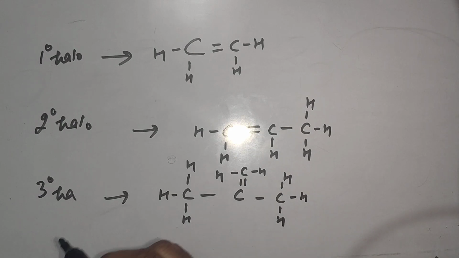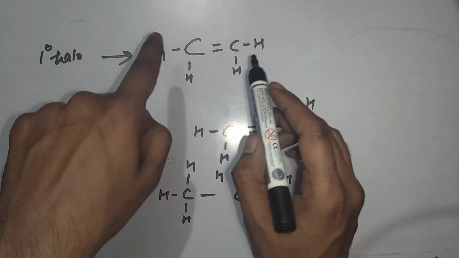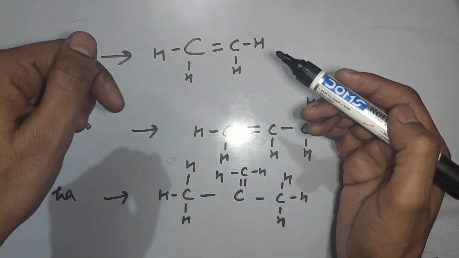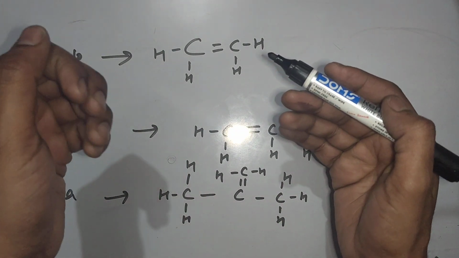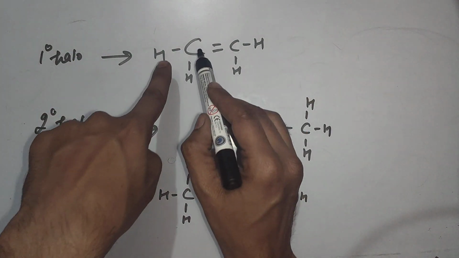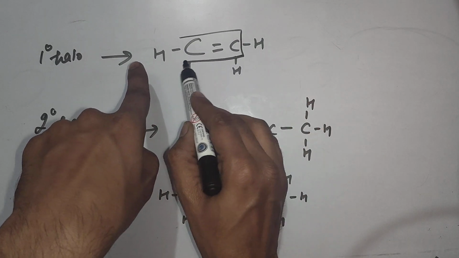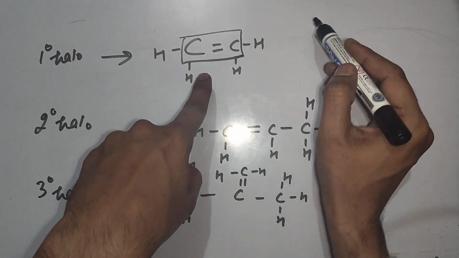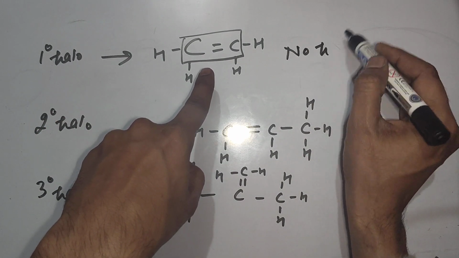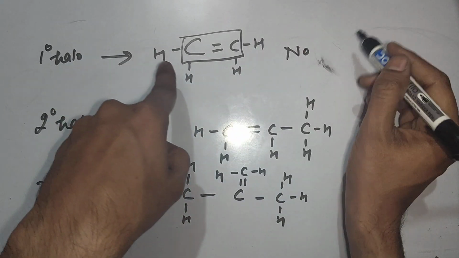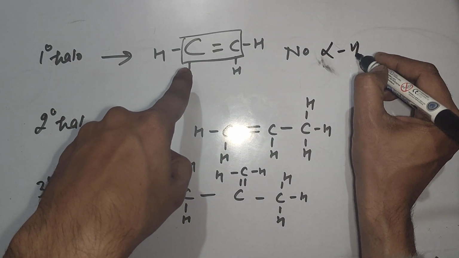Now let's compare the stability of alkene. What I said, alkene stabilities will be compared by counting alpha hydrogens. So, do we have alpha hydrogen in this alkene? No alpha hydrogen. Alpha carbons are not available, so no alpha hydrogen.